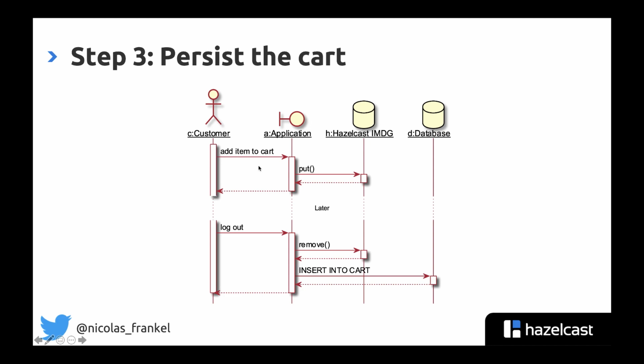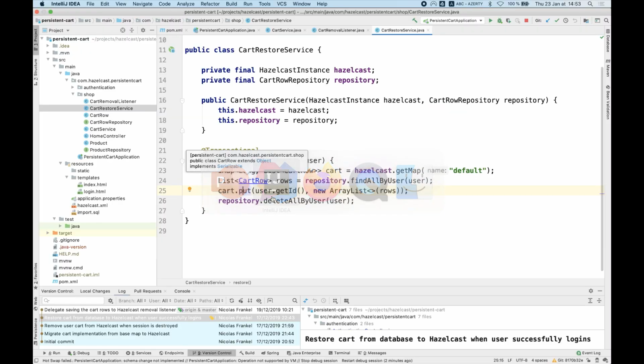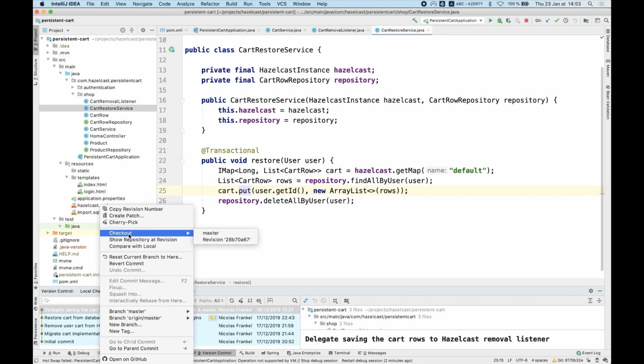This is very, very good. This is what we just did. We persisted the cart. However, it doesn't leverage the power of Hazelcast API. Here, the application will remove things from IMDG and will put them into the database itself. However, we can do better. We can use Hazelcast API so that automatically, when the application removes things from IMDG, we can have a listener that will do the database insertion. And this is how it works.